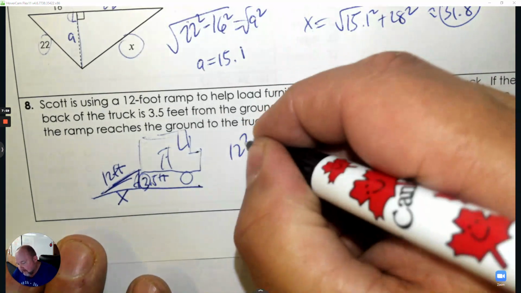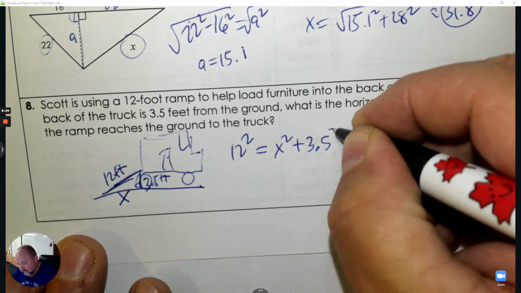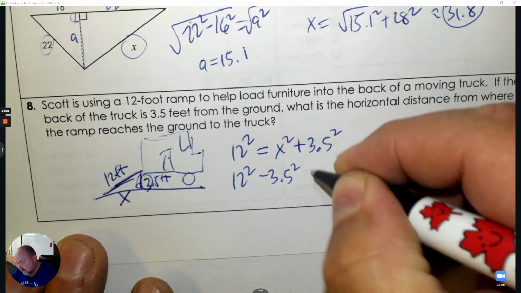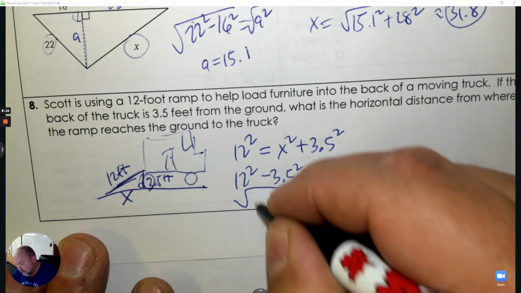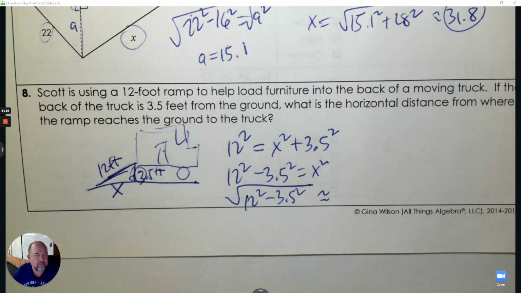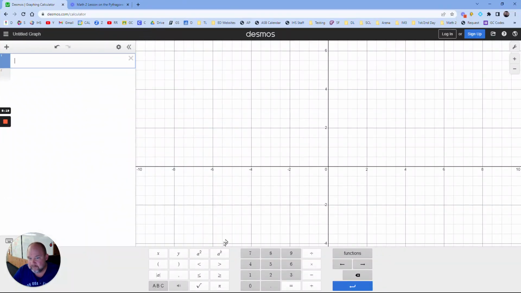So the hypotenuse is 12. And then I'm looking for x and 3.5. Those are my legs. So to get x by itself, I subtract. And then I square root. And then I use a calculator to know what that distance is. So it's the square root of 12 squared, subtract 3.5 squared.